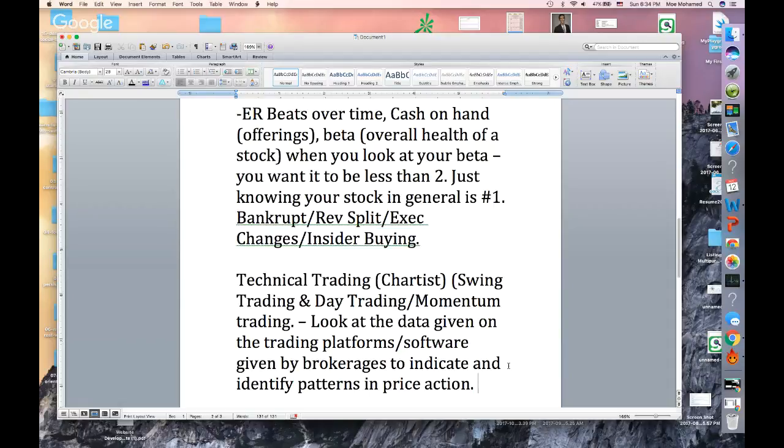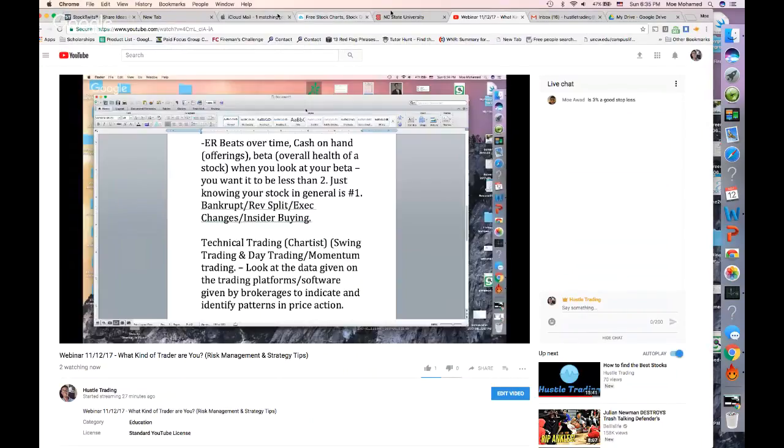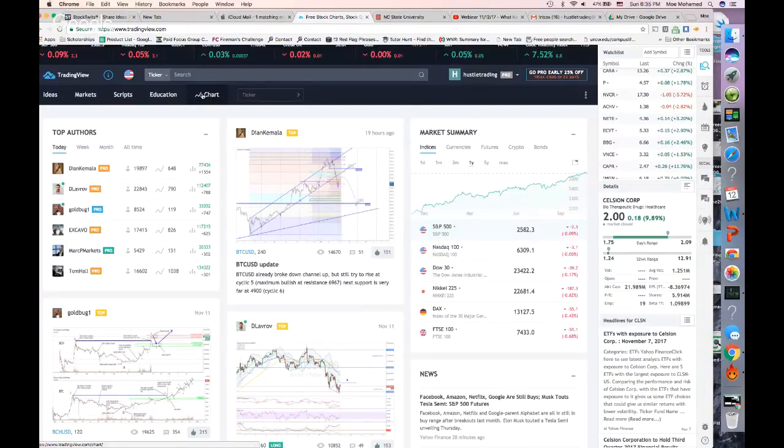So you look at the data given on the platforms and software. You'll have your Thinkorswim, which is right here, and then you can have your TradingView. That is what I use for teaching. So we'll pull up TradingView over here. And like I said, the chart really does help you make so many decisions that you really wouldn't have known if you looked at Robinhood and just saw a green line going up and down. It really doesn't make sense.